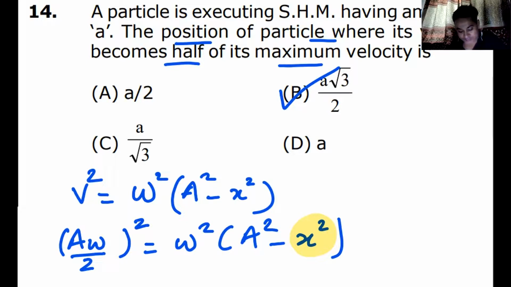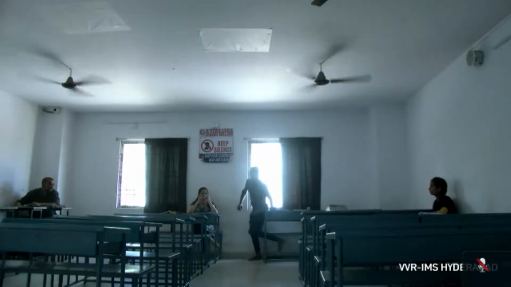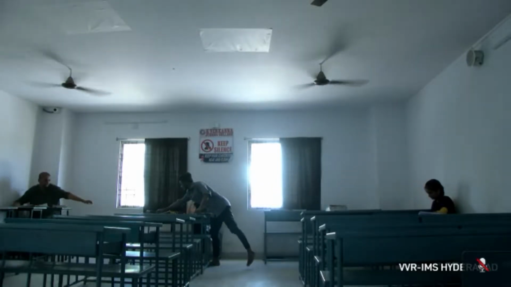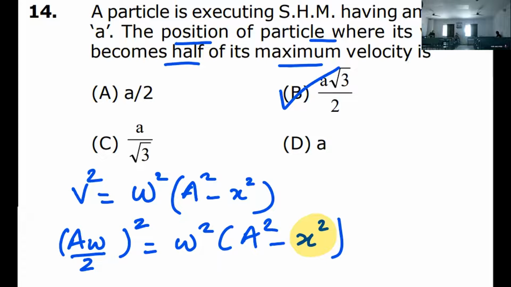Light has also gone at my place. Let me do something about it. Hello, everyone. Sorry. Nothing happened, sir. My current went away. That's why I got disconnected. Can you see the screen now? Yes or no? Do you see the screen now, beta?